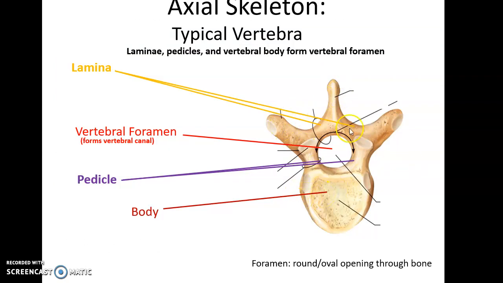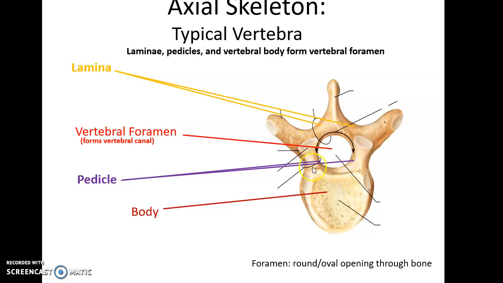Here is the typical vertebra. On all of these vertebrae, you will expect to see a hole called the vertebral foramen. This is where the spinal cord will pass through. This hole is formed by various structures. We have the body, this big chunk of bone. It helps to form part of the vertebral foramen.